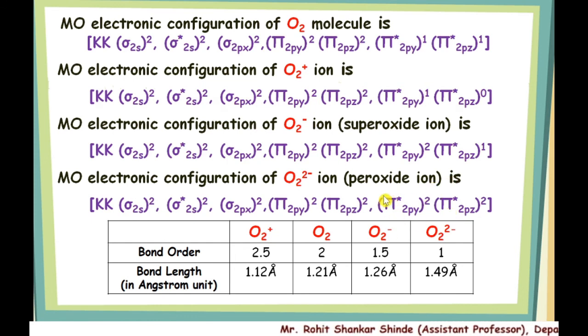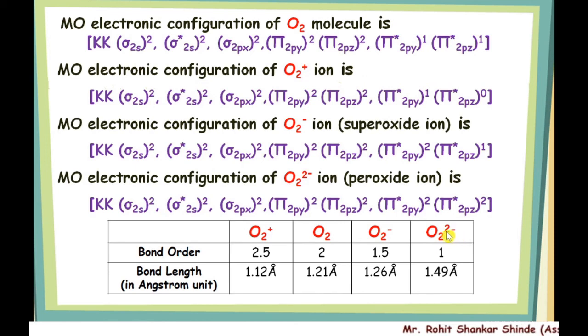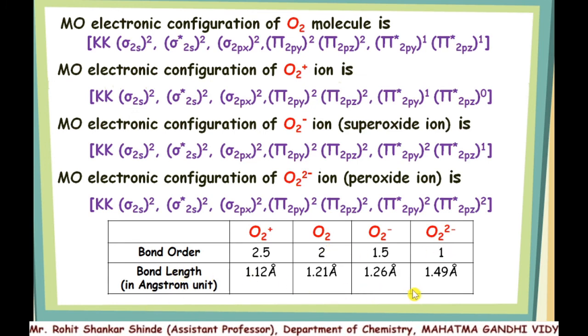Here bond order decreases as the number of electrons in pi anti-bonding molecular orbitals increases. O2 plus ion has bond order 2.5. In O2 molecule we have seen bond order is 2. In case of O2 minus ion, that is the superoxide ion, bond order is 1.5. While in O2 2 minus ion, that is the peroxide ion, bond order is 1. So as the bond order decreases, bond length increases.